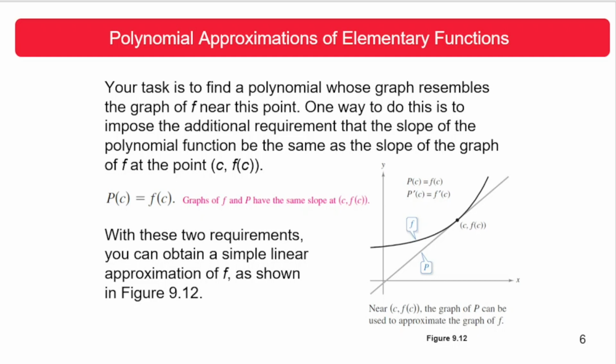One way to do this is to impose the additional requirement that the slope of the polynomial function be the same as the slope of the graph of the function f at the point (c, f of c), such that p of c must be equal to f of c. As you can see in this figure, this is your p and this is the given function. There is this one point (c, f of c) where p of c is equal to f of c, and the first derivative of the function, f prime of c, is equal to the first derivative of the polynomial function, p prime of c.